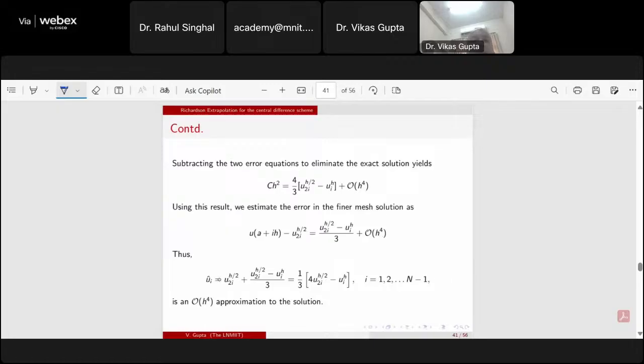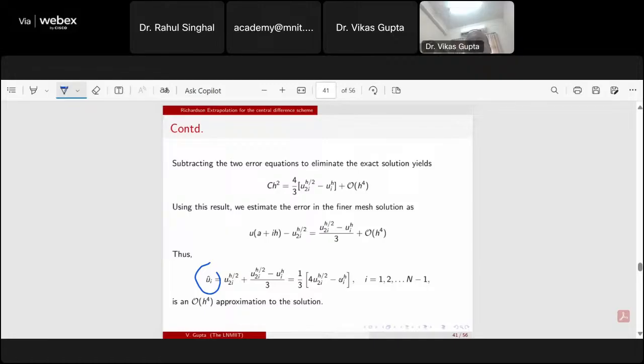So that implies if we consider an approximate solution, which we denote by u_i hat, equal to u_{2i}^{h/2} plus (u_{2i}^{h/2} minus u_i^h) upon 3, that is equal to 1/3 into (4u_{2i}^{h/2} minus u_i^h). That approximation u_i hat will be accurate with order of h to the power 4. So here the linear combination of two solutions we are taking is 4/3 u_{2i}^{h/2} minus 1/3 u_i^h.